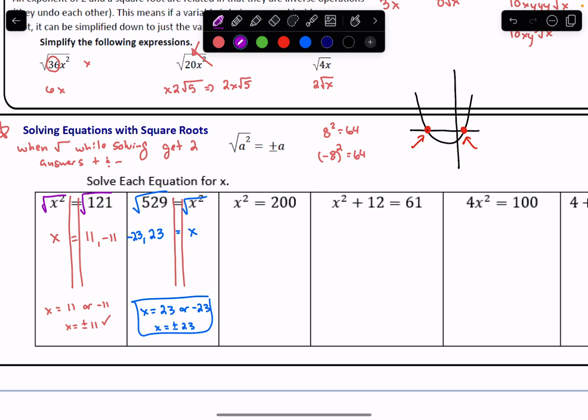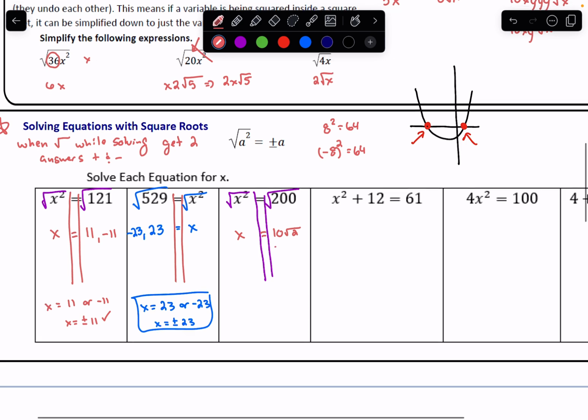X squared equals 200. Now, railroad track, I want to get x alone, so I've got to get rid of that square. So I'm going to square root both sides. On the left, I'm left with x. On the right, when I square root 200, I'm not going to get a nice number like 11 or 23. When I square root 200, I'm going to get 10 square root 2. But I need to remember I also get the negative version of that same answer.